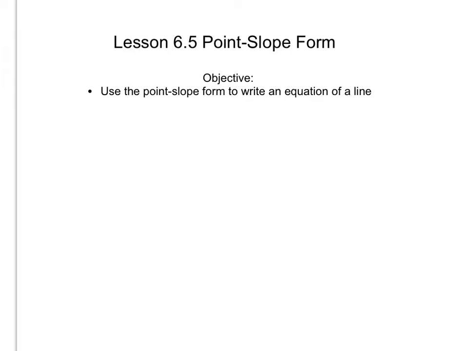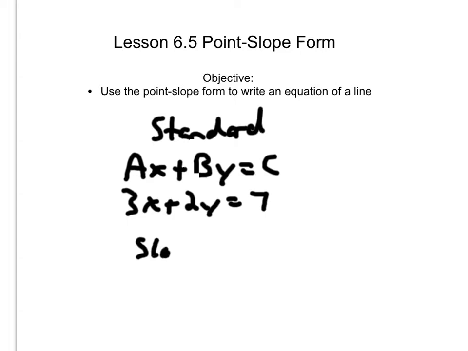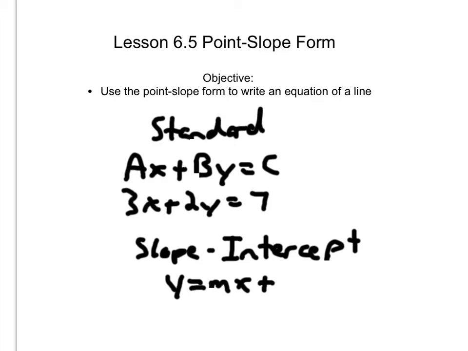Okay, so other forms that we've learned is we've learned standard form, which is ax plus by equals c. So something like 3x plus 2y equals 7. Okay, we've also learned slope-intercept, which again is y equals mx plus b. So that would look like y equals 2x plus 7.